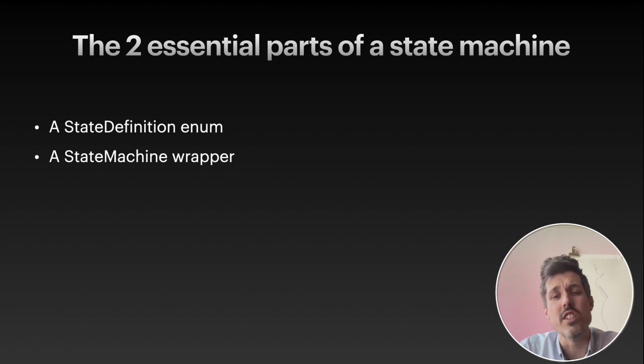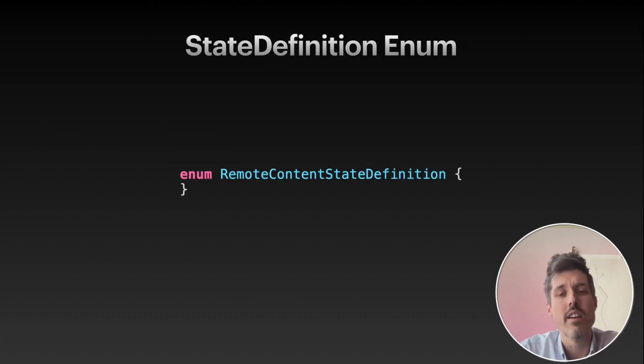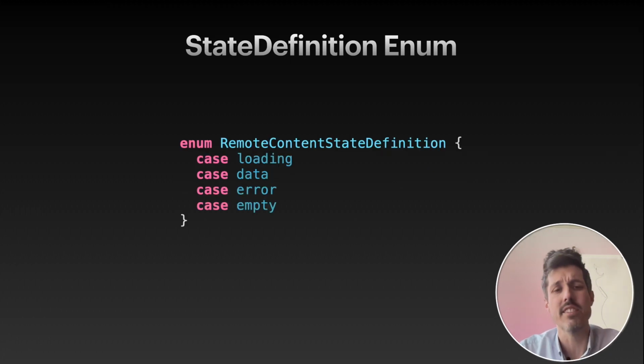Building a state definition is pretty straightforward once you already have a state diagram, so let's start with that. Of course, since we're dealing with mutually exclusive state, enums are a natural fit. So here I have my remote content state definition enum, and I'm going to list out the possible states: loading, data, error, and empty.